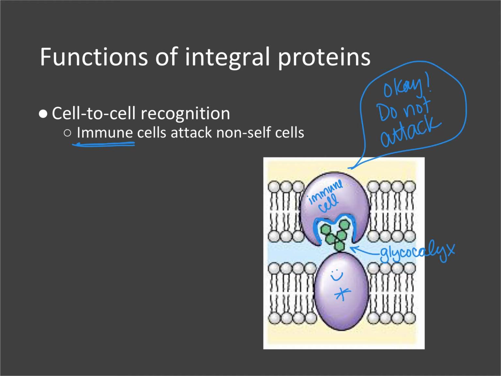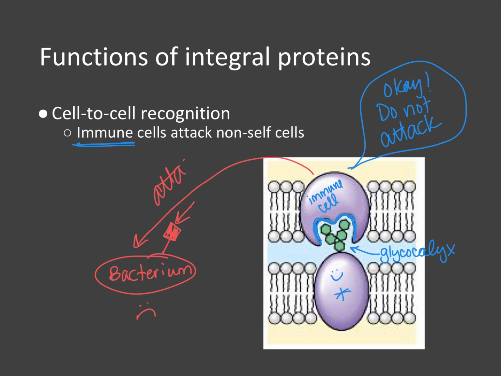Now, if it were a different cell, let's say it was a bacteria cell and its glycocalyx looks different, this might be a situation where this is a bad cell. If the receptor doesn't match this little glycocalyx sticking out here, then the immune cell would attack and destroy that bacteria cell.